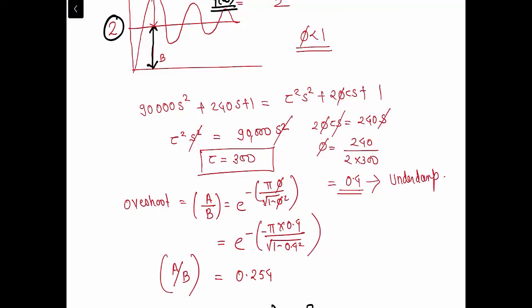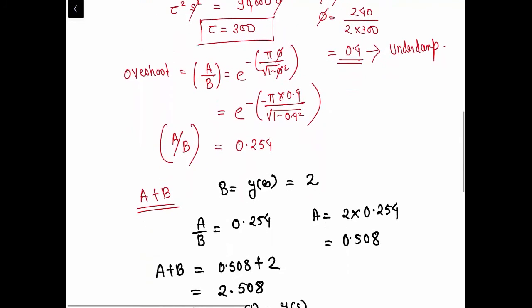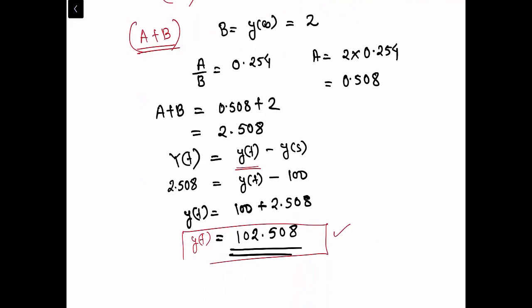Okay, after checking you should know the overshoot. What is overshoot? It is a ratio of a by b. Then you have to calculate the value of a plus b. Why do we want a plus b? Because we want to know how much it has overshot from the new steady state. For the new steady state, what is the value it has gone over. Finally we have calculated this answer. So this is our final answer.